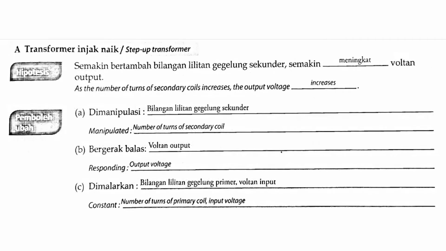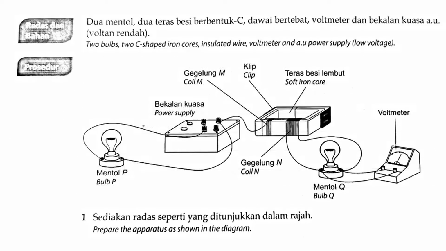A. Step-up transformer. Hypothesis: as the number of turns of secondary coils increases, the output voltage increases. Variables: manipulated, number of turns of secondary coil. Responding, output voltage. Constant, number of turns of primary coil, input voltage. Apparatus: 2 bulbs, 2 C-shaped iron cores, insulated wire, voltmeter and a U power supply, low voltage.